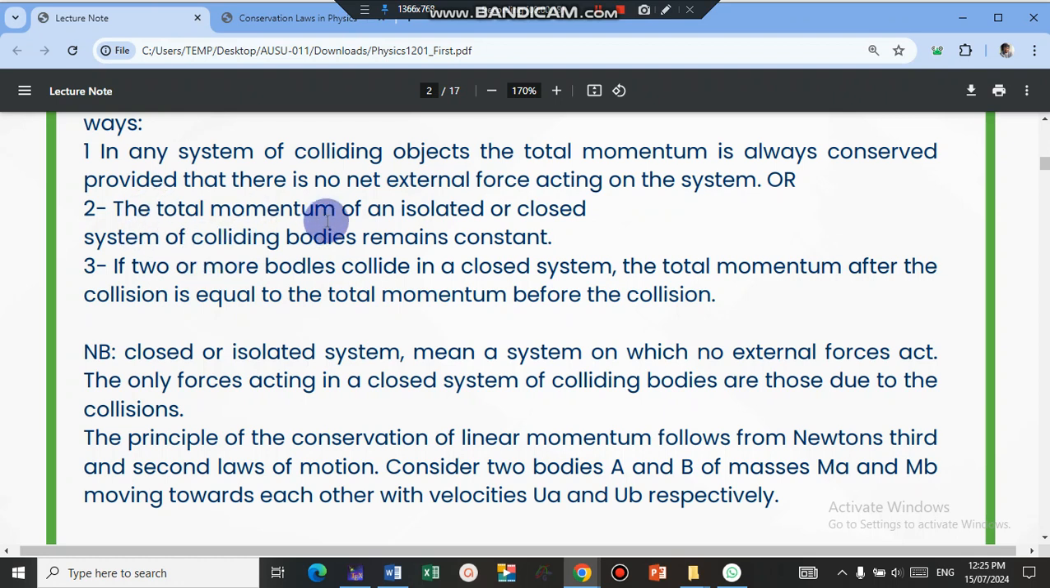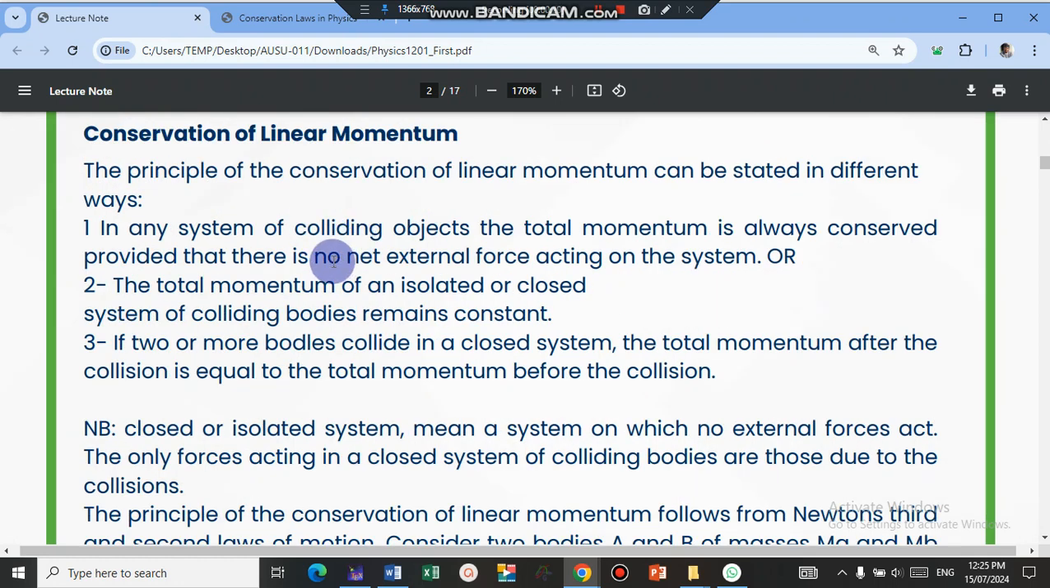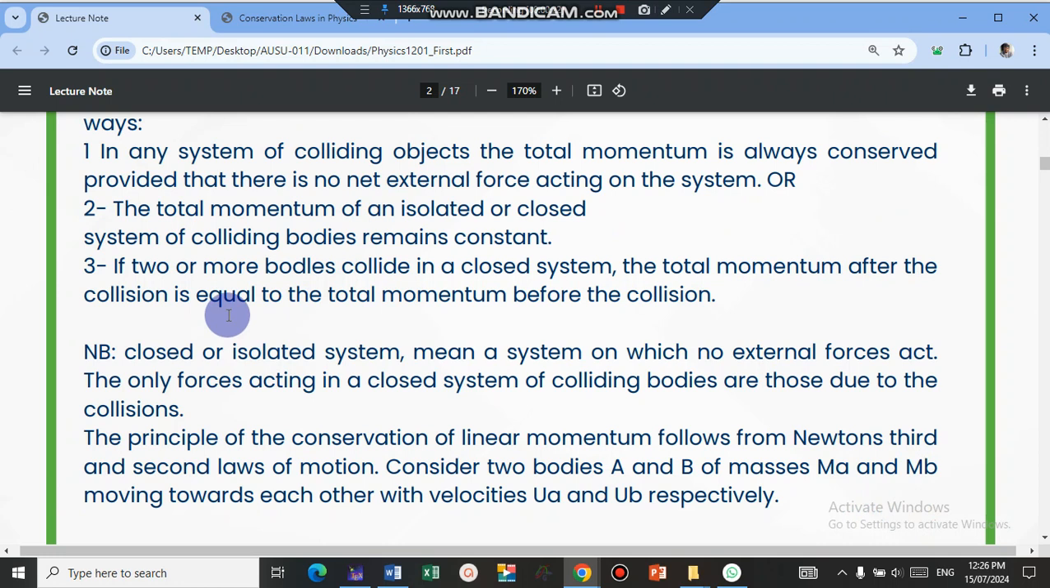We explained that the principle of conservation of linear momentum can be stated in three different ways, and each one you take is correct. You are allowed to take any one. And then we conclude by saying that a closed or isolated system means a system on which no external forces act. The only forces acting in a closed system of colliding bodies are those due to the collisions.